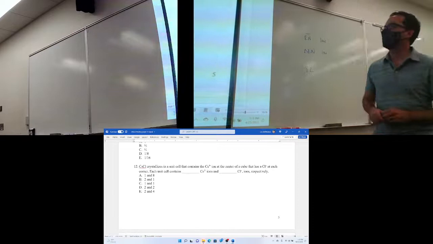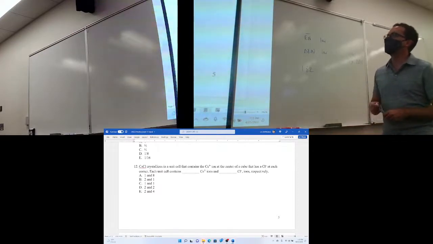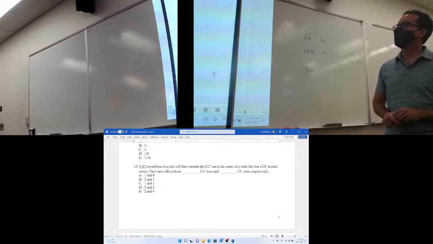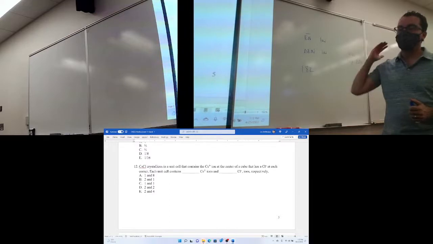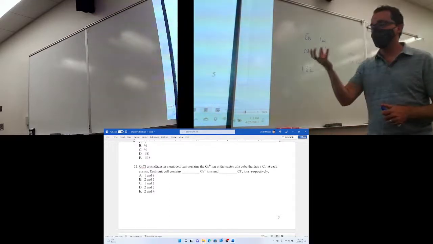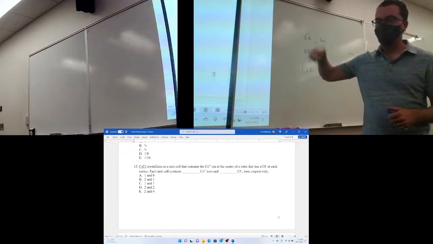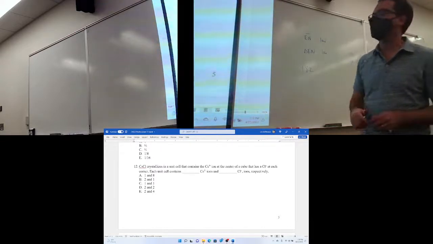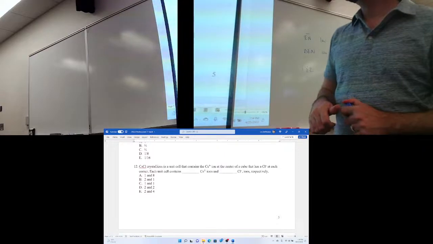Cesium chloride crystallizes in a unit cell that contains cesium at the center and chloride at each corner. The unit cell contains 1 and 1. So that's describing a simple cubic arrangement with a center atom. The center one counts as 1, it's only in one cell. The 8 corners each count as 1/8, that adds up to 1 as well. So 1 cesium, 1 chloride.